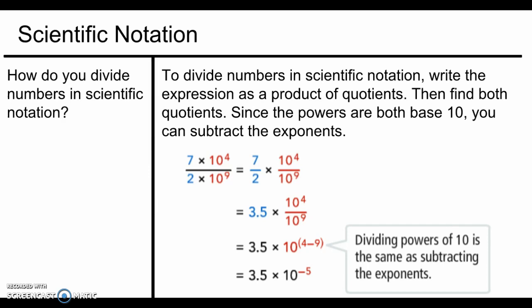So here we have 7 times 10 to the 4th power divided by 2 times 10 to the 9th power. So we're going to isolate our first factor, so that's 7 divided by 2, which is 3.5. Then we have 10 to the 4th power divided by 10 to the 9th power. Remember, when we have the same base with our exponents, we can subtract those if they're division. So this is 4 minus 9, which is negative 5. So this would be 3.5 times 10 to the negative 5th power.